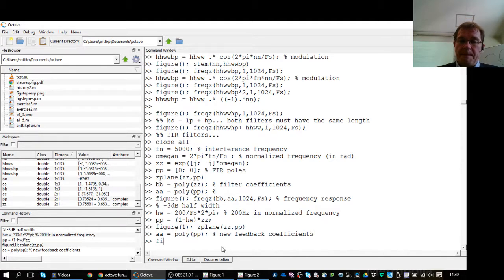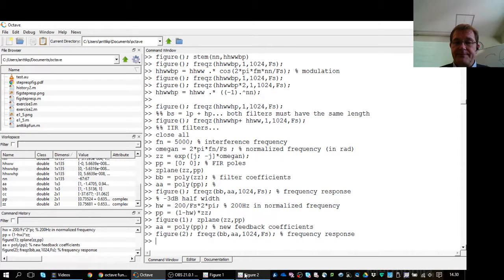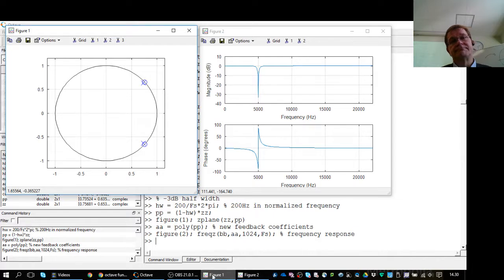And let's check what it looks like. Ta-da! So seeing is believing. Now at the 5 kilohertz, we have a notch with a width of 400 hertz. The full width is 400 hertz. And I just used the complex plane to design that filter. Okay, now you know how to get rid of one frequency of a signal in data. Good.